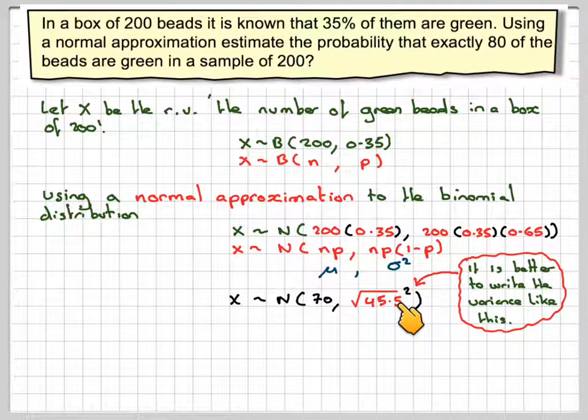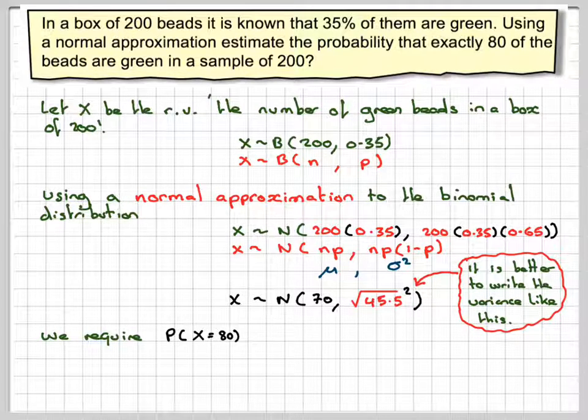Okay, because you have to use it in the standardization process for the normal distribution. So this comes to 200 times 0.35 times 0.65, which is 45.5. But we take the square root and square it, and you'll see why I've done that later. We require the probability that X is equal to 80.